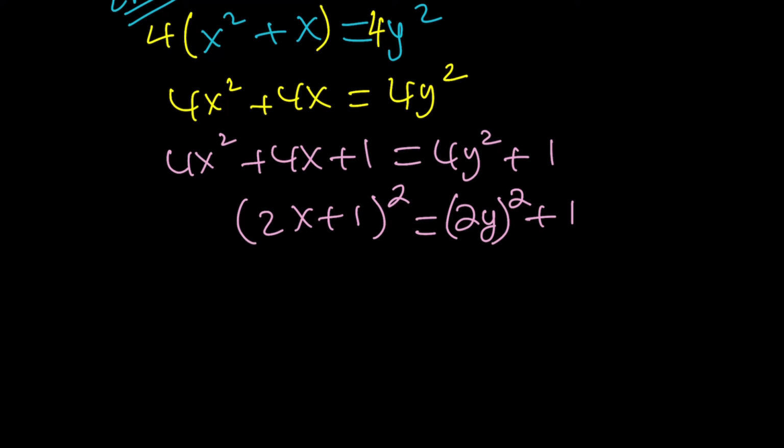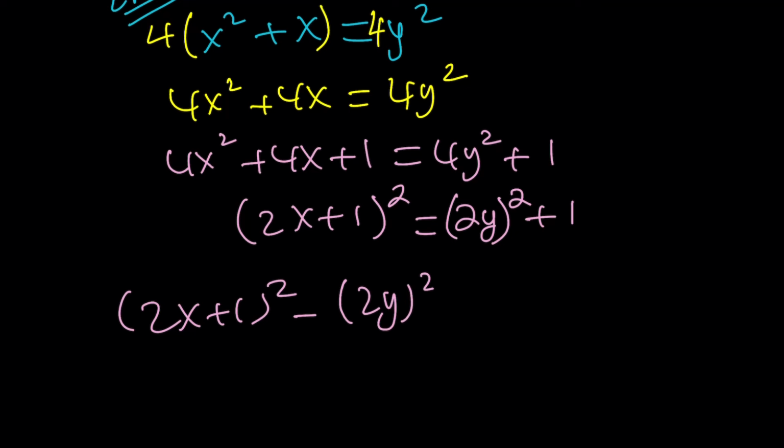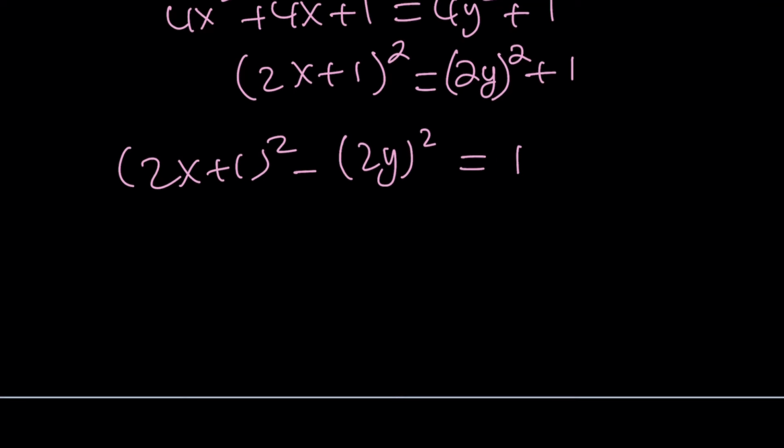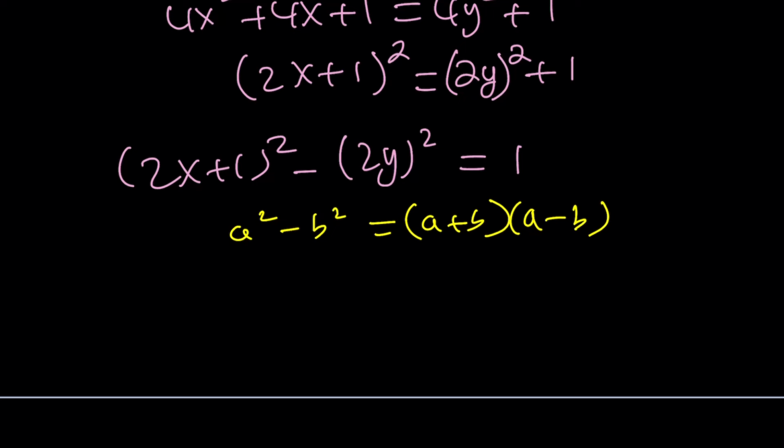Anyways, hopefully you see difference of two squares. Let's subtract the 2y squared from both sides, and then we'll be able to factor this, which is nice. A squared minus b squared can be factored as (a plus b) times (a minus b). This is one of the most important, I think, famous formulas in math. I would say Pythagorean theorem, this one. A couple other ones are super duper important. And this is just one of them.